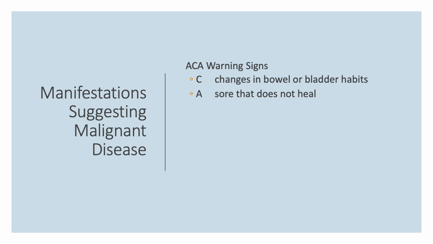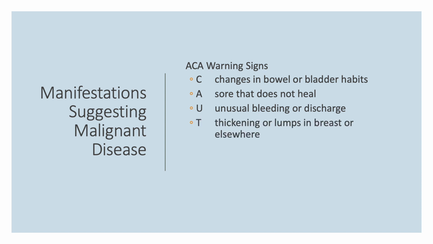Then A is a sore that doesn't heal. U is unusual bleeding or discharge. So a good example of that is endometrial cancer. In a postmenopausal woman, they should not be bleeding. If they are bleeding, you could say that they have endometrial cancer until proven otherwise. Also, abnormal vaginal discharge can be an issue in women who have cervical cancer. But unusual bleeding from a sore that doesn't heal would be 2 warning signs.